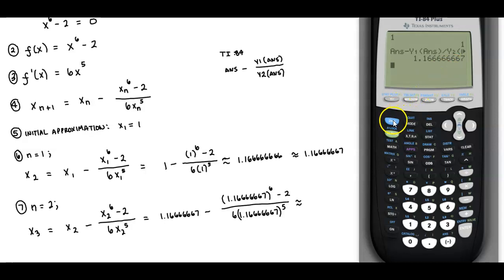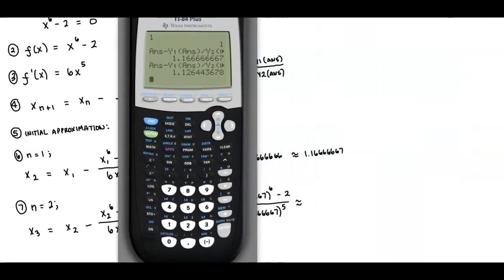The next thing we want to do is hit second, answer again. We're going to hit subtract. We're going to go to vars again, go to Y-VARS, hit the function key, hit y1, and then put in the stored answer. Then divided by, go to vars again, go to the function, and then go to y2, and put in the parentheses the stored answer, and then hit enter. And so then we get the following result.